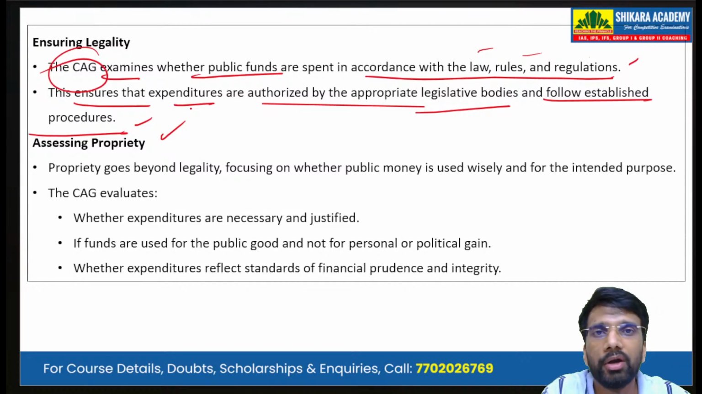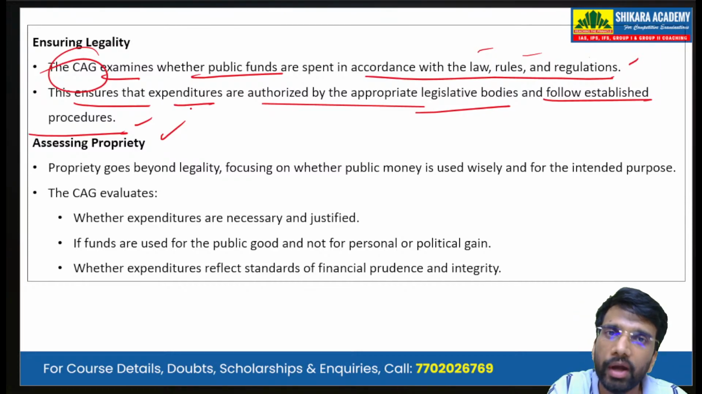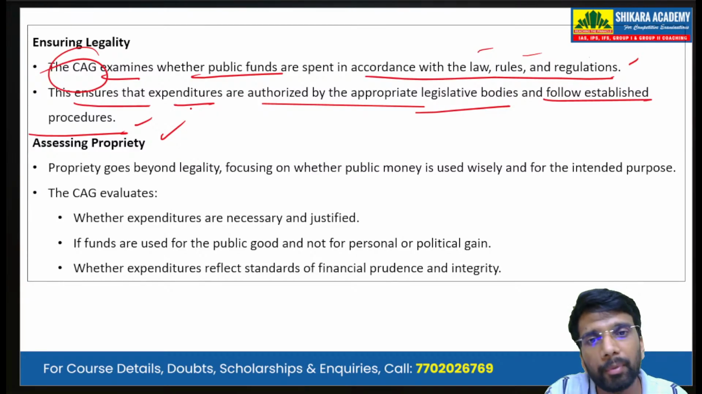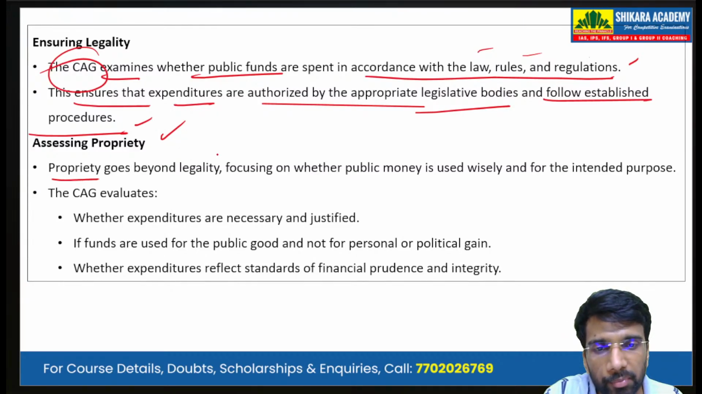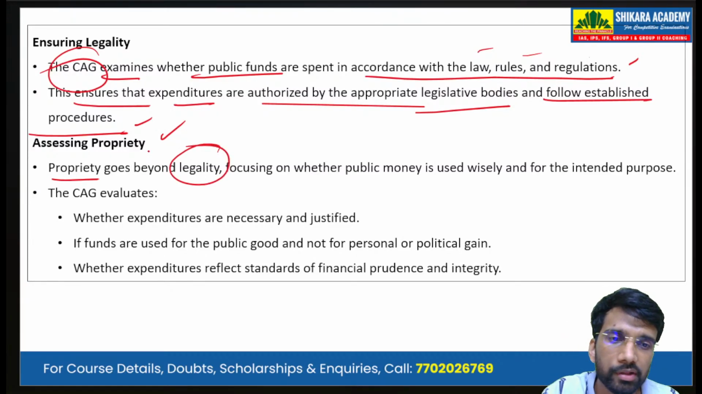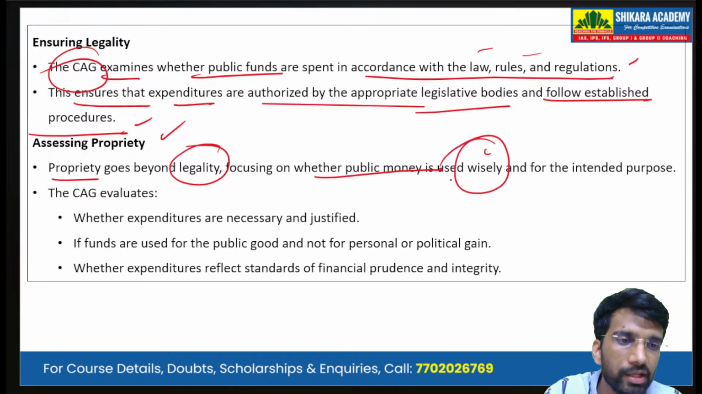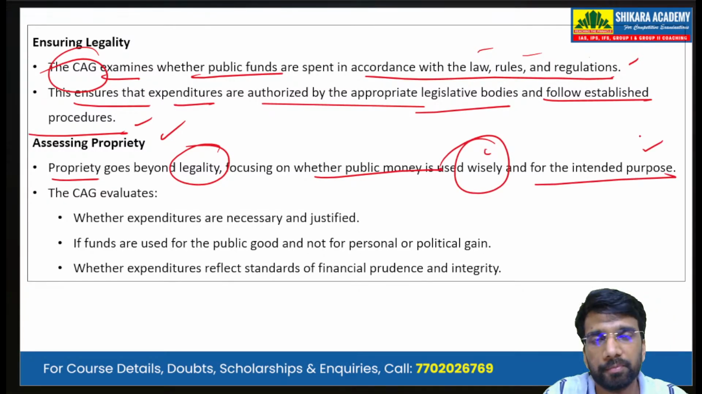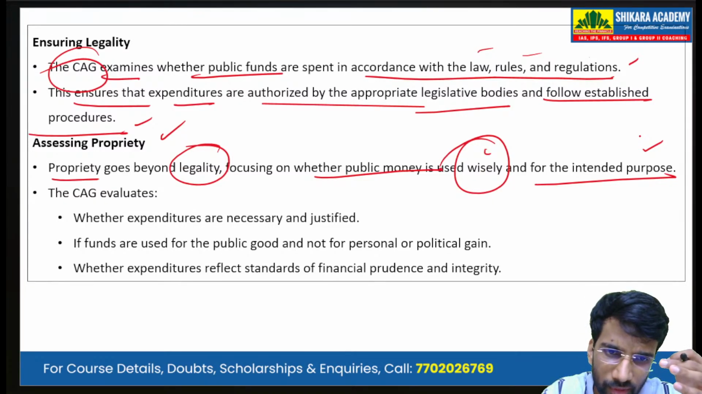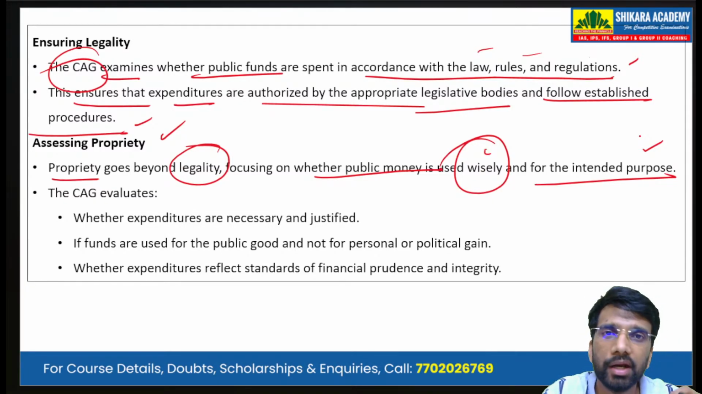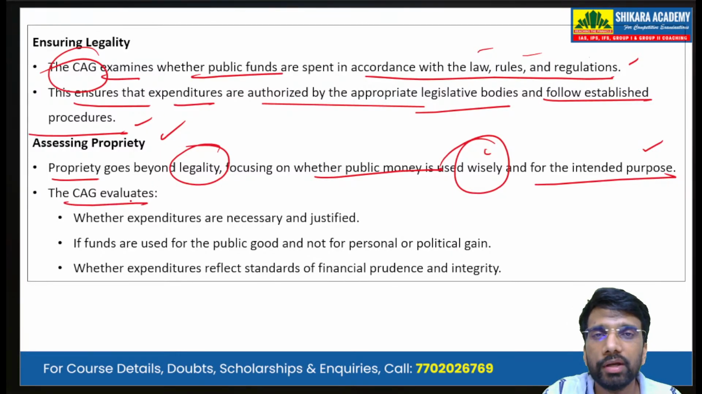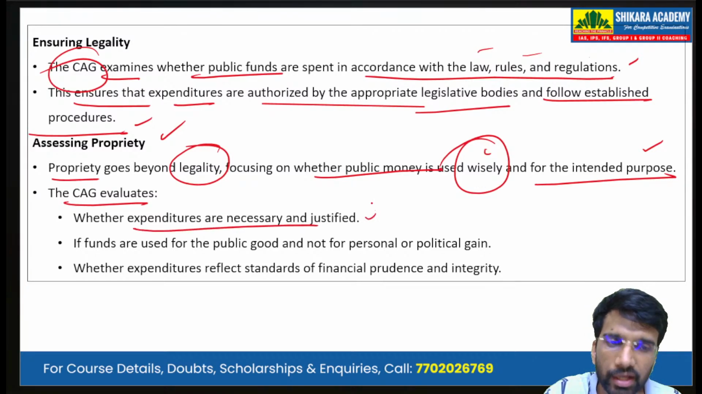Then assessing the propriety, assessing the need, the necessity, whether that particular expenditure is required in the first place or not. That is propriety. Propriety goes beyond legality. It focuses on whether the public money is used wisely and for the intended purpose. The ends and the means, both of them are being examined by the CAG. The CAG evaluates whether the expenditures are necessary and justified.